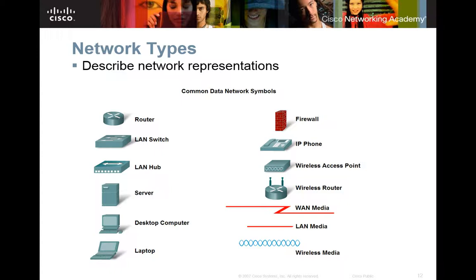You have server, desktop, laptop, IP phone, which we're not going to use. You'll have a wireless router, wireless access point, or medium, whether it's WAN or LAN. And if it's going from router to router, you'll see this type of symbol. If it's LAN to anything behind the router, it will be a LAN or wireless. And then you have your firewall, which looks like a firewall.